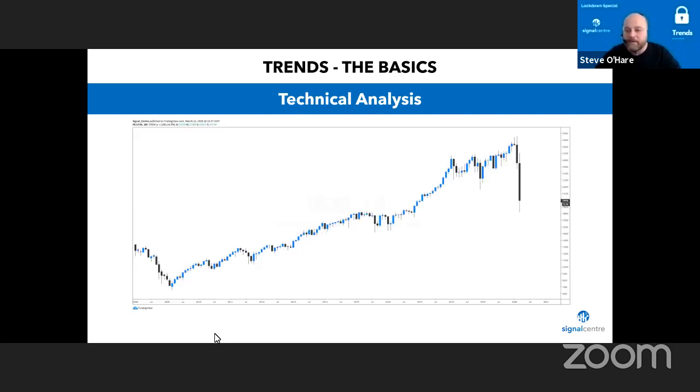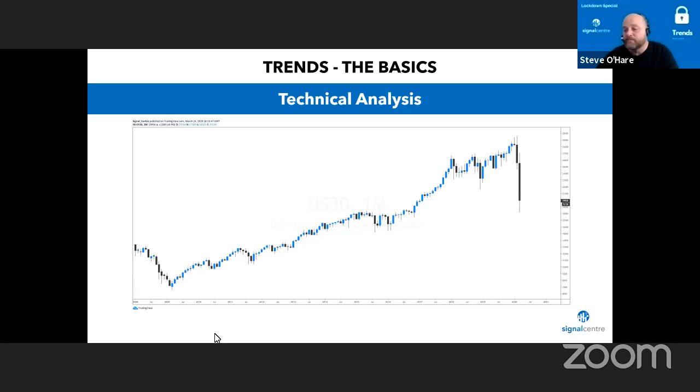So here we've got a typical chart, and this is a chart which I printed off yesterday, of the Dow. If we think about it, a trend is defined as the general direction of something. So when we're talking about a financial asset like the Dow, we can see that as time progresses, the general direction of the Dow has been up, and we can see it hasn't just gone up in a straight line. It has been full of peaks and troughs all the way up.